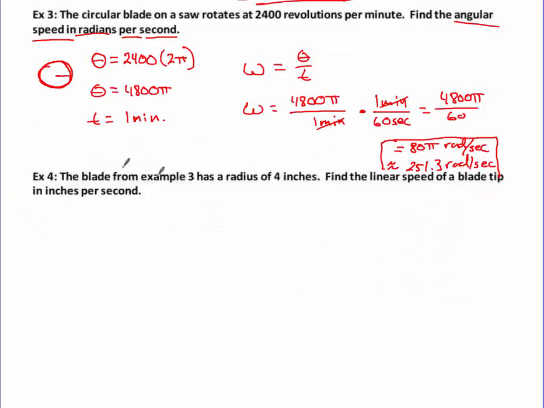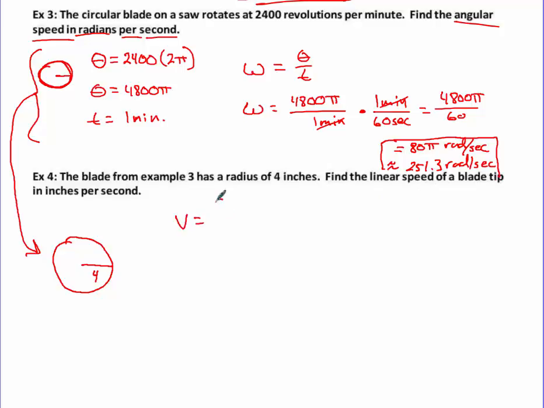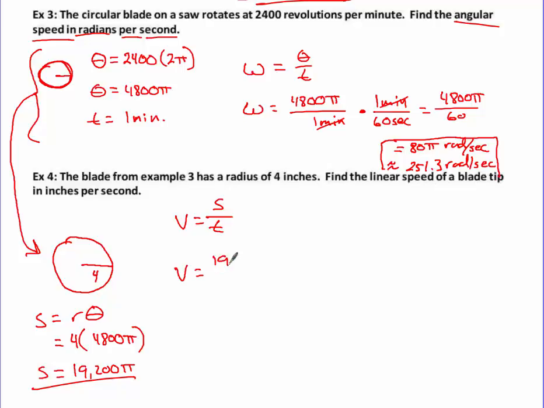All right, last one. The blade from example 3. So this blade has a radius of 4 inches. So now they tell us a little bit more about the blade. That's 4-inch radius. Find the linear speed. Well, the linear speed is arc length divided by the time it takes to travel that distance. So arc length, if we remember, is radius times theta. So that's 4 times, so we already know theta is 4,800 pi. So that is 19,200 pi. That's our arc length. So our linear speed is 19,200 pi per 1 minute. But again, we want inches per second.